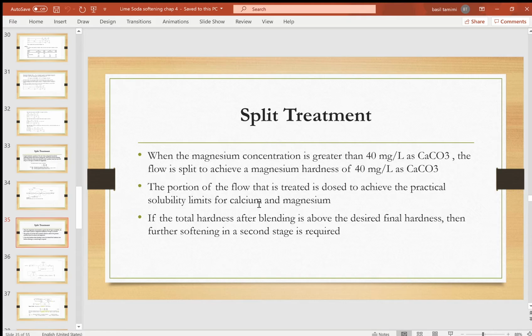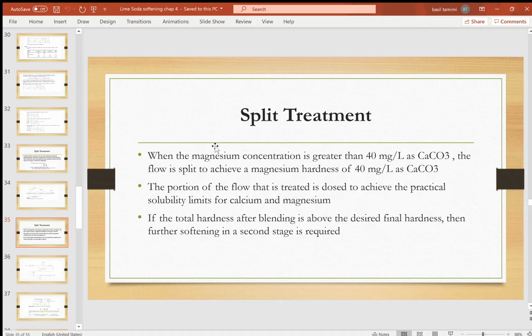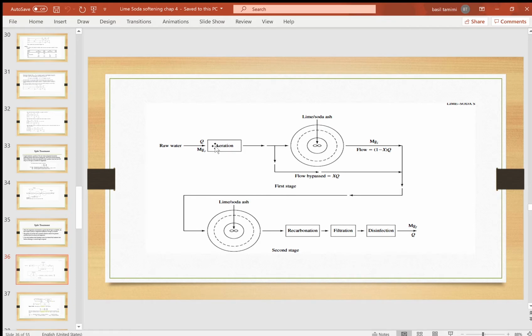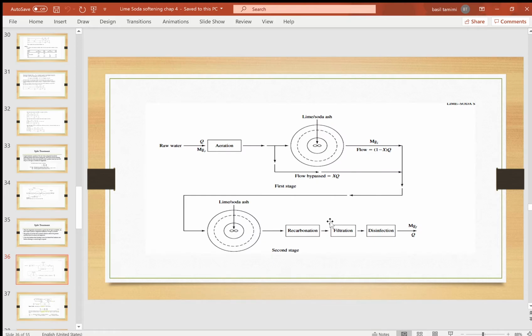Of course, sometimes if everything is going well, we can do it in one stage, which is the split treatment. Anyway, we will take an example just to clarify how we can design a split treatment method. As you have noticed, in both cases, we need what we call recarbonation directly after the softening stage. If it was carried out in one step, as you can see here, we need a recarbonation, and if it has been carried out in two stages.